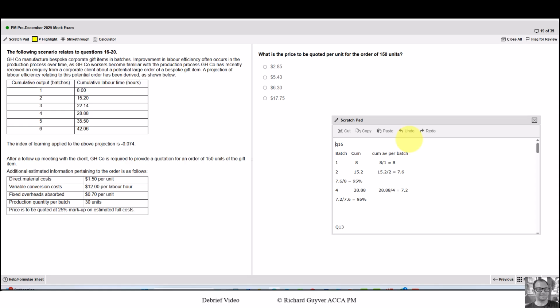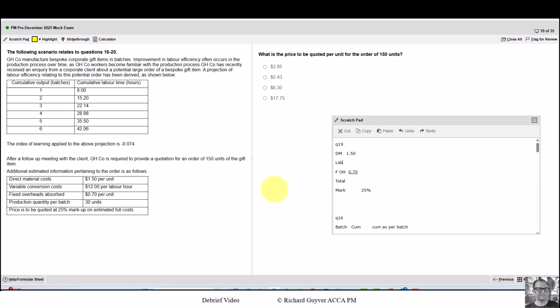And then the other calculation was this question 19, and we're asked what's the price to be quoted per unit for the order of 150 units. So the costs are the direct materials of 150, the labour costs, which we've got 12 per hour, I'll come back to that, fixed overheads is 70, and then the markup is 25% on top of whatever's the total above. They come to 220. If I add 25% on, I'm probably not far off this anyway, so I can probably eliminate this. But now I need to work out what is my labour cost.